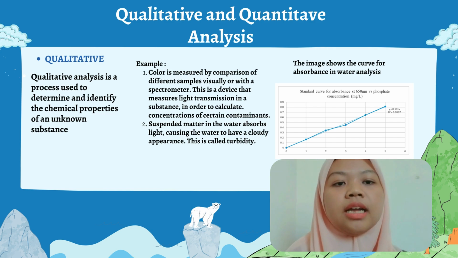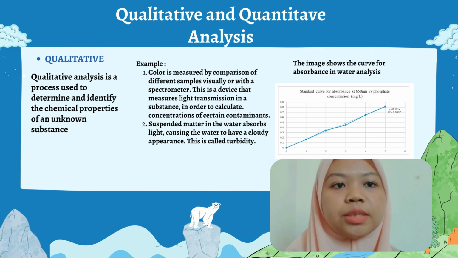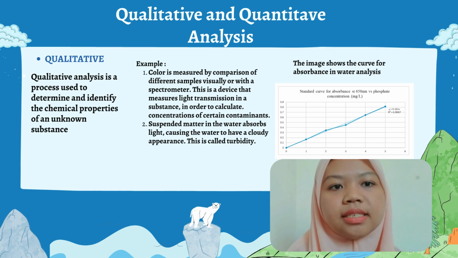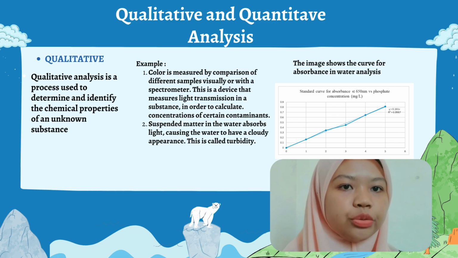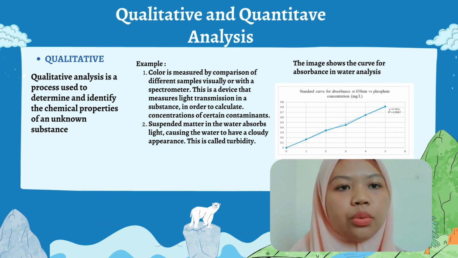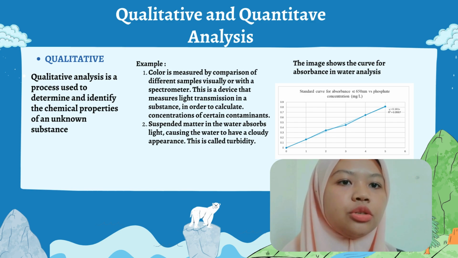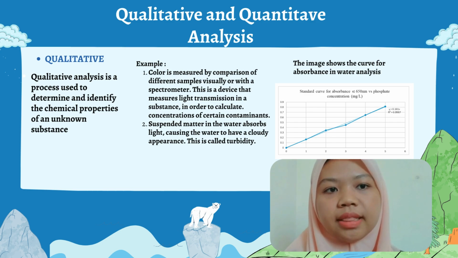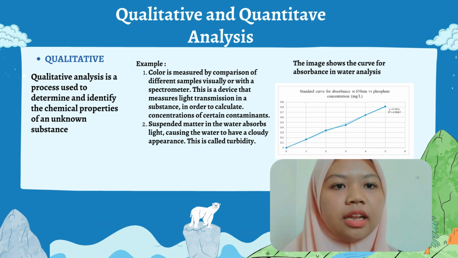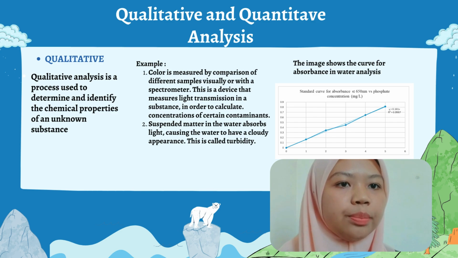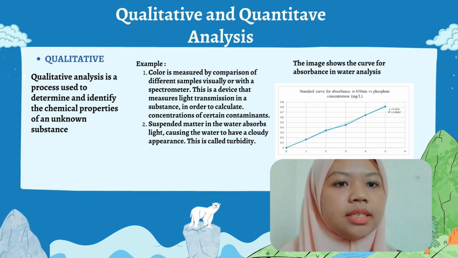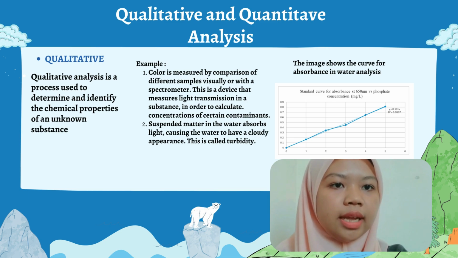The first one is color, which is measured by comparison of different samples visually or with a spectrometer. This is a device that measures light transmission in a substance in order to calculate the concentration of certain contaminants. When the water has an unusual color, this usually does not mean a health concern to a person. Second, the suspended matter in the water absorbs light and causes the water to have a cloudy appearance. This is called turbidity.